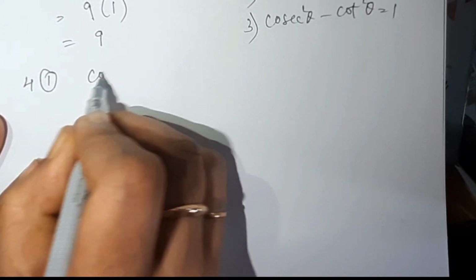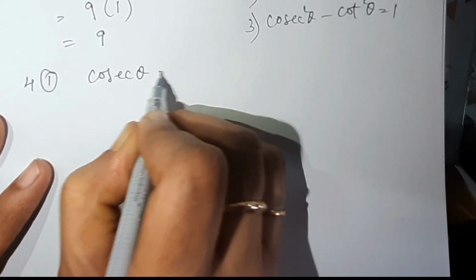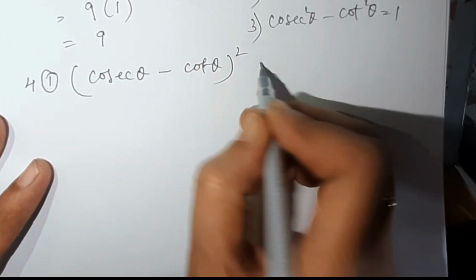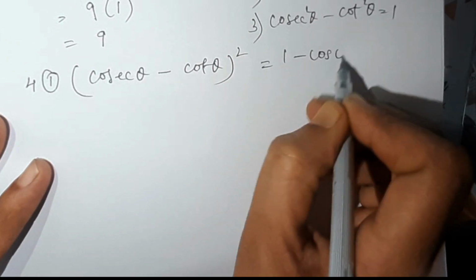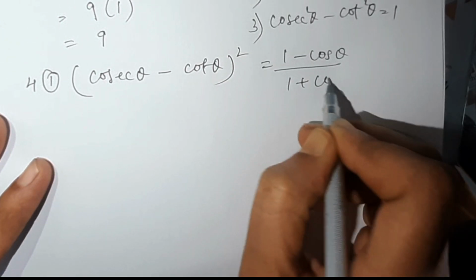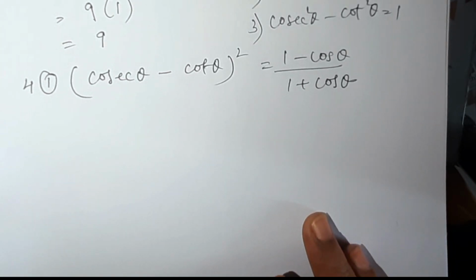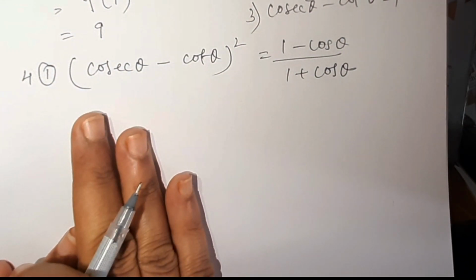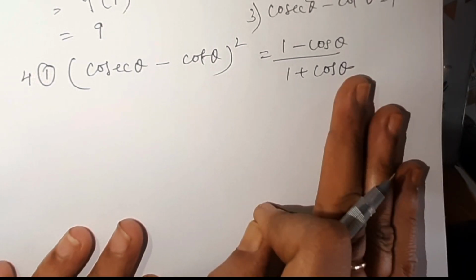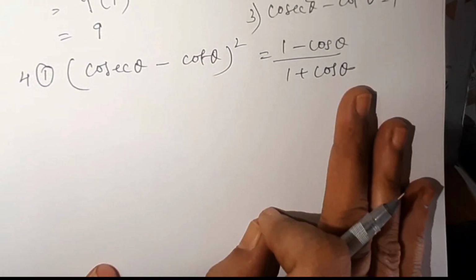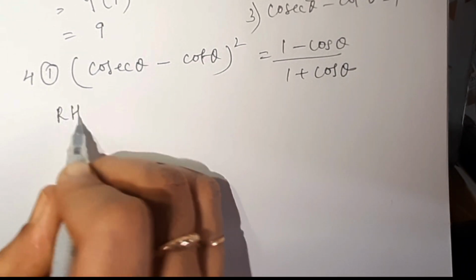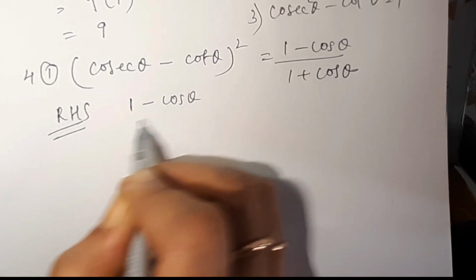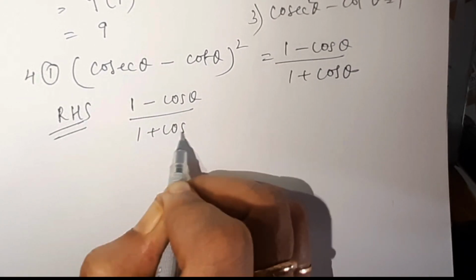Prove that questions. So here sec theta minus cot theta whole square is equal to 1 minus cos theta upon 1 plus cos theta. Whenever you are getting a question in this way, always remember either we can solve from the LHS or RHS. For this question, solving from RHS will be easy. So I'm starting this with RHS. RHS is given 1 minus cos theta upon 1 plus cos theta.